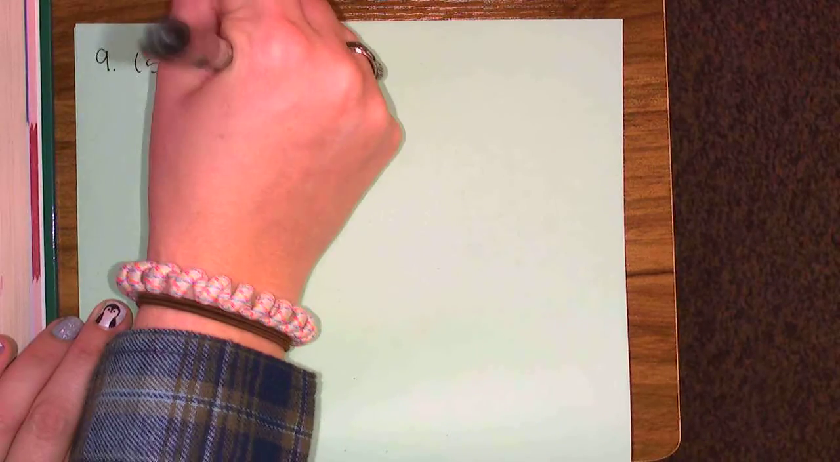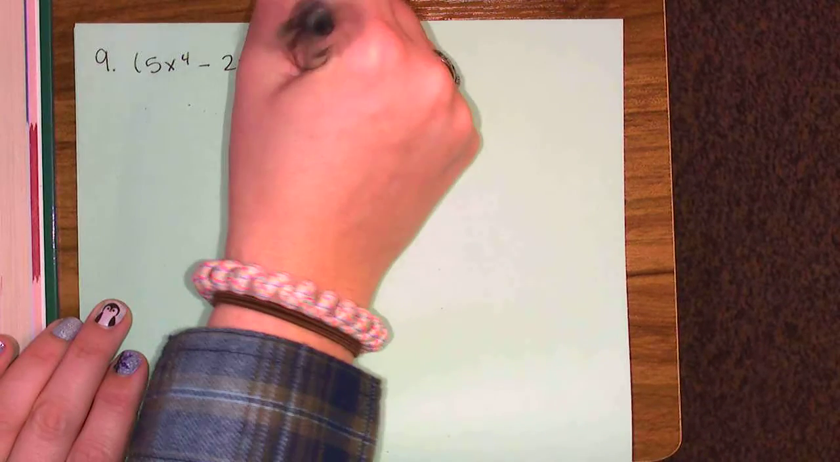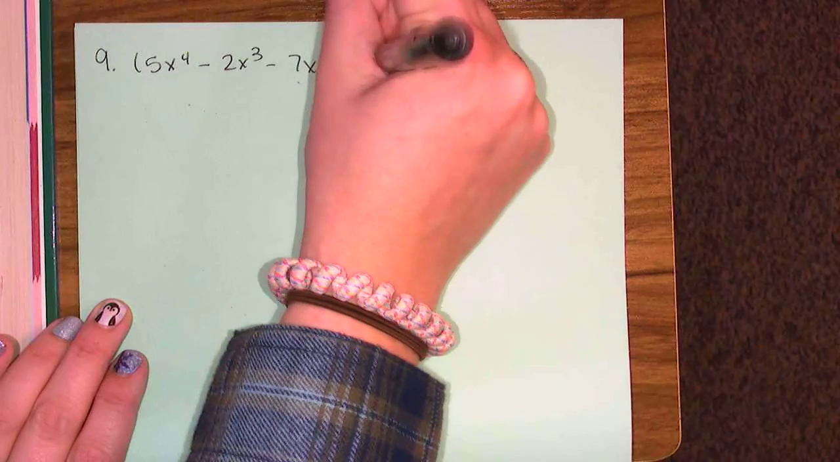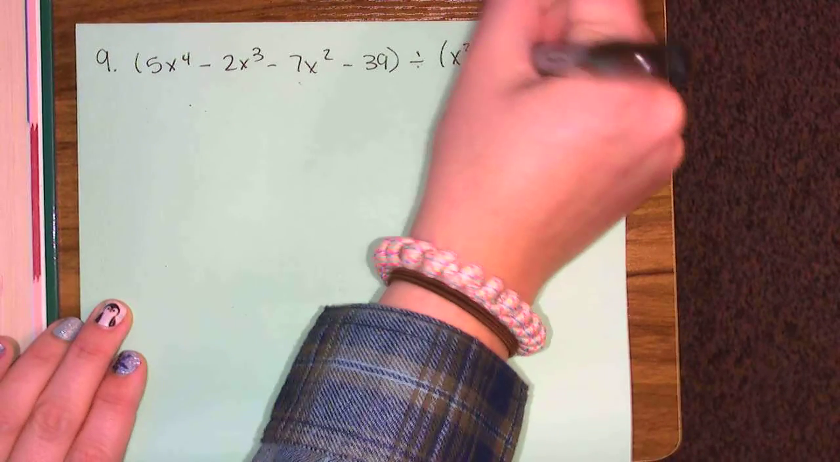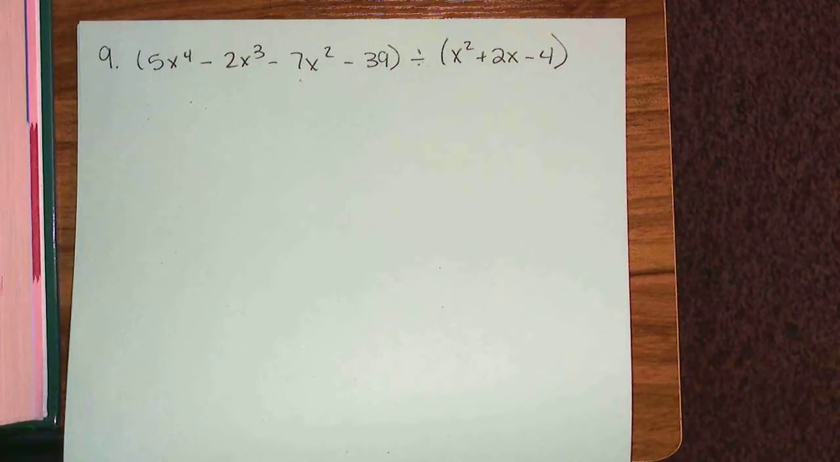Alright. Do y'all want to do a hard one that we go over as a class, or do you want to save the hard one for you to do on your own in the homework? Hard one? Okay. So we'll do number 9: 5x to the 4th minus 2x cubed minus 7x squared minus 39, divided by x squared plus 2x minus 4. Work on this one on your own paper.